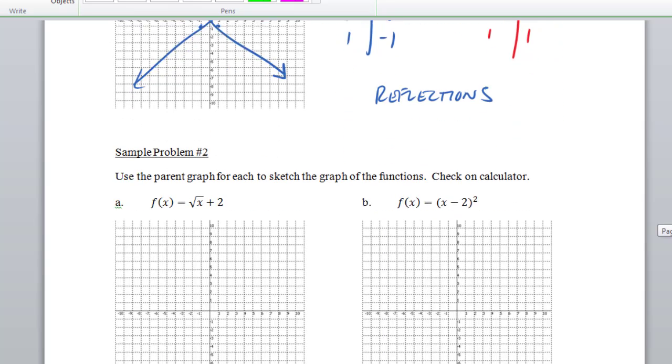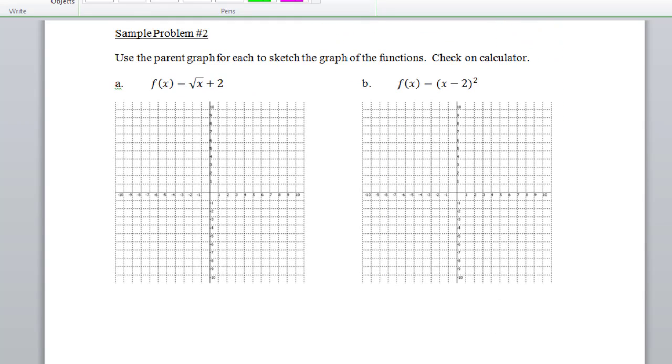Alright, let's move on down to sample problem number 2. We've got an A and a B, and then of course on the next page we have parts C and D. So we'll focus on A and B first. Now, both of these are graphs that you should be familiar with. I just want to formalize the rule here.